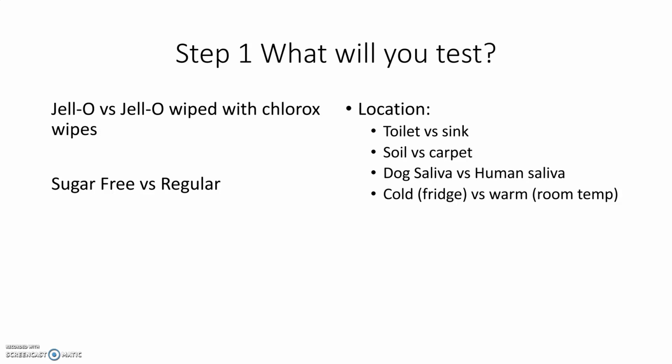But there's many different things you can do. Like I said, Jell-O versus Jell-O wiped with Clorox. You can do sugar-free Jell-O versus regular Jell-O. Is there a difference in growth there? Location, toilet versus sink. Soil versus carpet. Dog or pet saliva versus human saliva. Cold in the fridge versus warmth. If you have some antibiotics laying around, you can crush those up and throw it on there. Again, get your parents' permission for that.